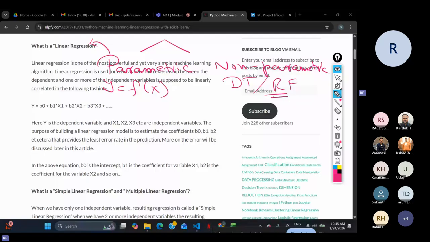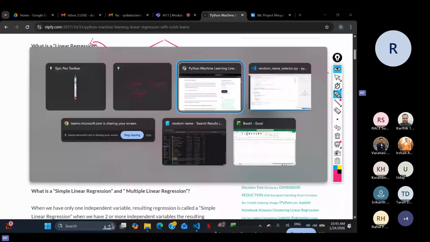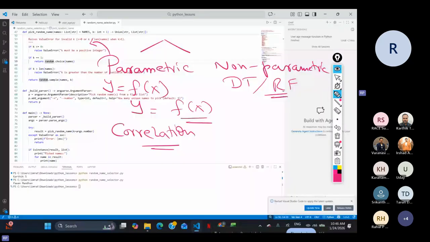All this says that there is some sort of correlation between your y and your x's, so there is some sort of function. Now, what do you mean by correlation? We spoke about this last time. How variables are related to each other. If one variable increases, another variable will increase or decrease. So that is the correlation.